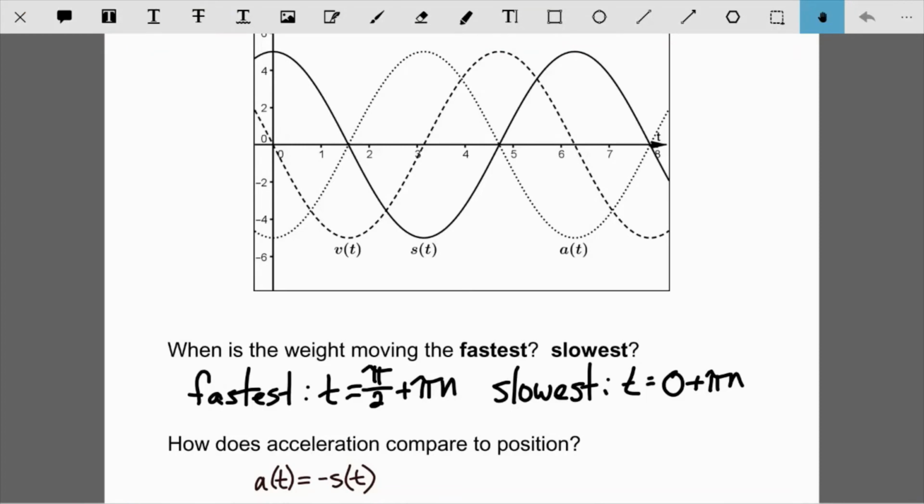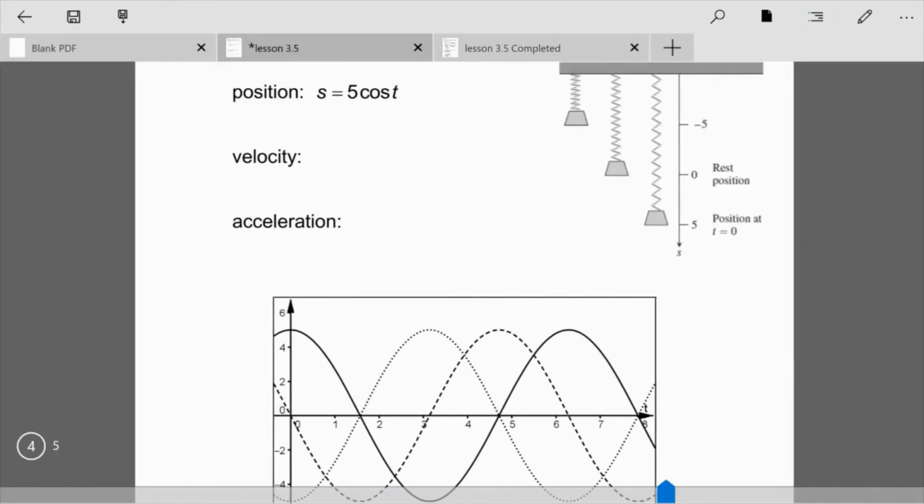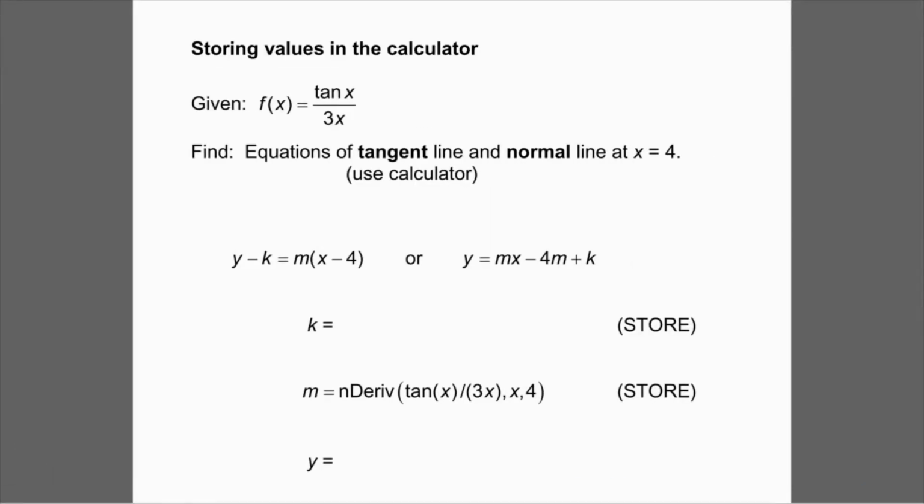Okay, so fairly simple. The last thing I wanted to show you here is just a little bit of practice with your calculator. So this is not anything that I want you to do by hand. I really just want to show you how this works on the calculator. So let's say you wanted to take this function, the tangent of x over 3x, and you want to find the tangent line and the normal line. We could do this by hand, and we could get exact solutions in terms of the trig functions.